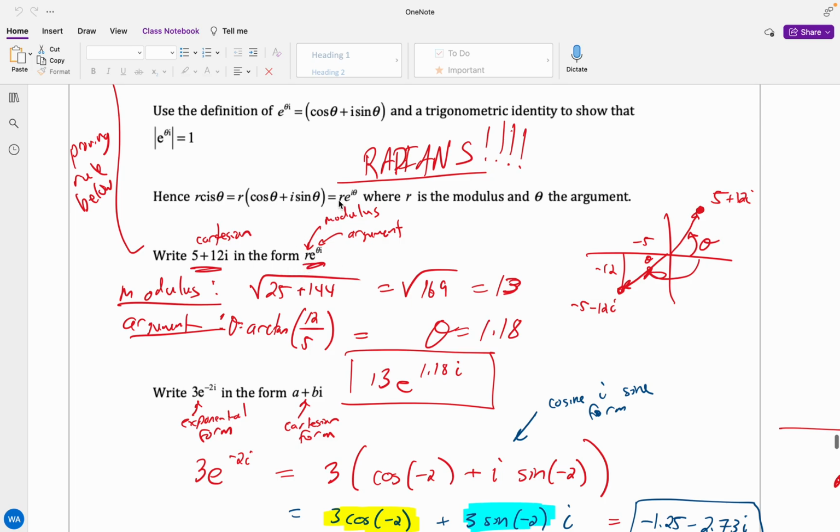And we can kind of see it here as well. So if you have r CIS theta, that's the same as r times cosine I sine theta. This stuff is exactly the same as what we've been doing. That's not anything new. But it's just saying you can also write it as the modulus times e to the I of whatever the argument is, right? So this theta and this r are the same as they are here, right?